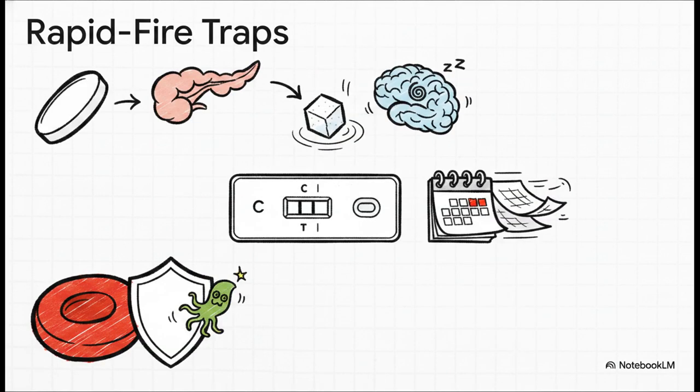Let's rapid fire through a few more of these. First, quinine toxicity. Quinine actually stimulates the pancreatic beta cells to secrete insulin, which causes severe hypoglycemia that can mimic a cerebral malaria coma. Second, rapid diagnostic tests that use PfHRP2. Those can remain positive for weeks after successful treatment, so don't misinterpret that as a persistent infection. Third, a genetics trap. West African populations who lack the Duffy blood group antigen are naturally protected against P. vivax because the parasite literally cannot enter their red blood cells.